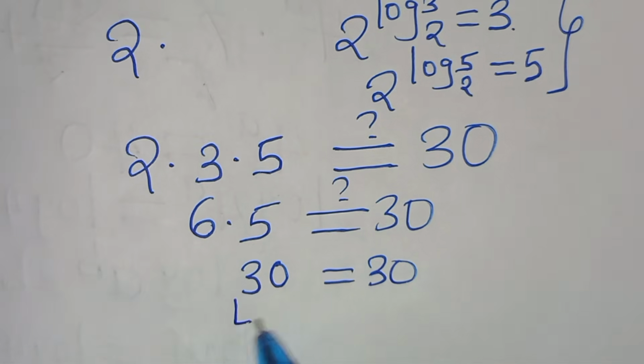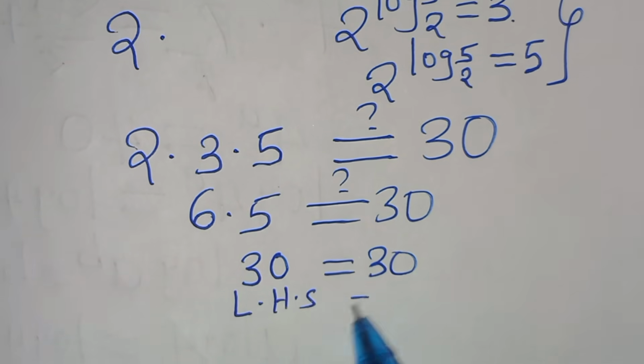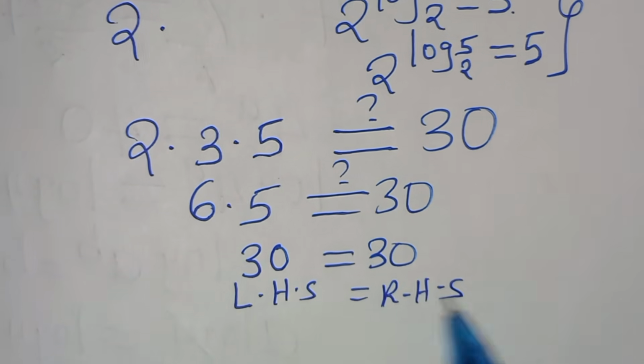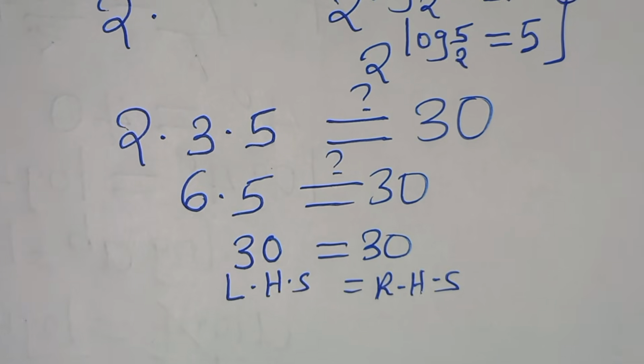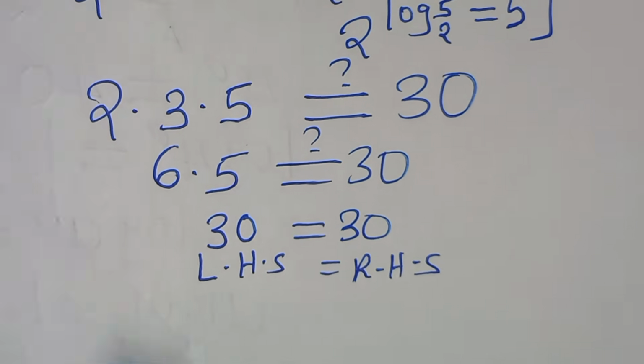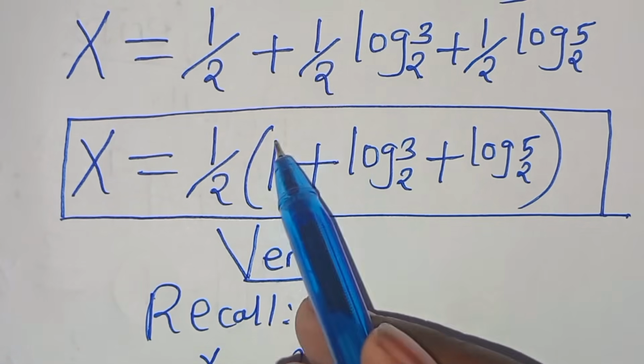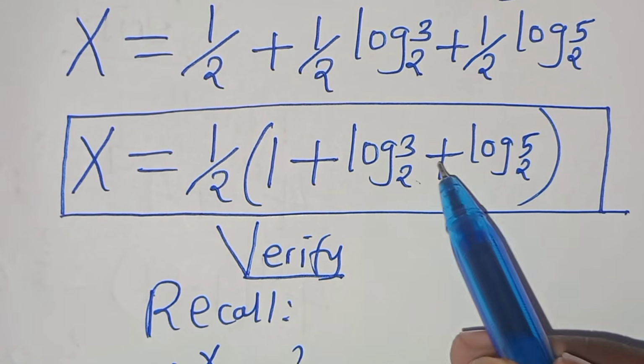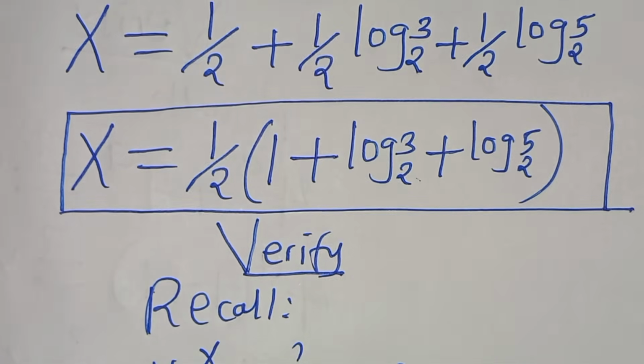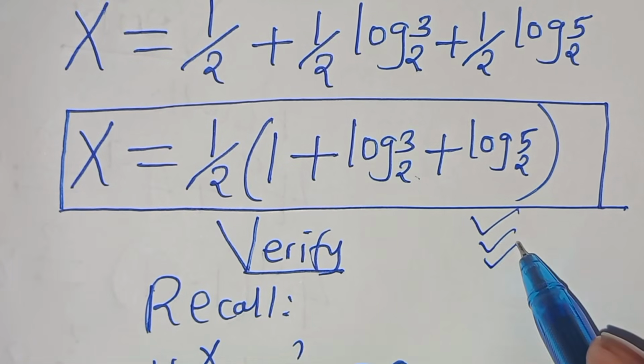So this implies that the left hand side is equal to the right hand side. And what this means is that the value of x, which is equal to a half into the parentheses 1 plus log 3 to base 2 plus log 5 to base 2, actually satisfies the equation.